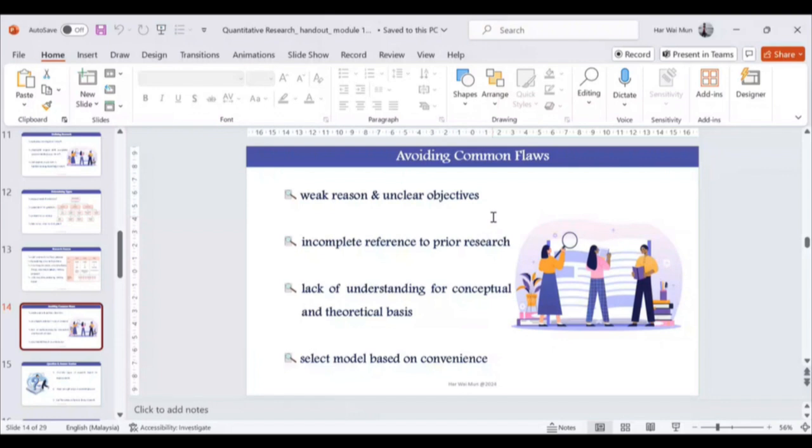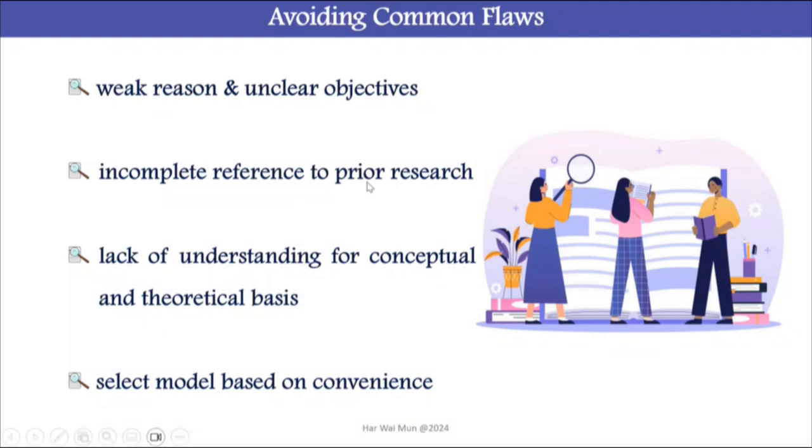So in this case, you have a good reason. Then, of course, incomplete reference prior to research, as I mentioned earlier. You may have a very good research problem, yes, you have an issue, but you also need to at least search some past literature. Why? Because the issue or research problem or topic that you are planning to do may have been done by others, maybe a few years ago or just recently.